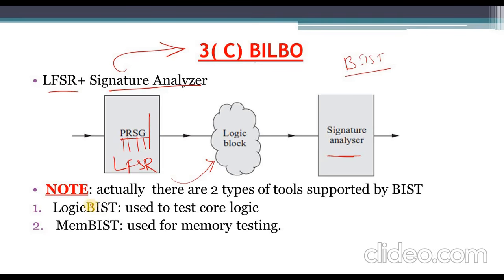One important note: there are two types of EDA tools supported by BIST, the built-in self-test. They are logic BIST and MEM BIST. Logic BIST is used to test the core logic, whereas MEM BIST is used for memory testing. So that is all about BIST. These are the different components involved in BIST, all about design for testability. Okay, thank you.